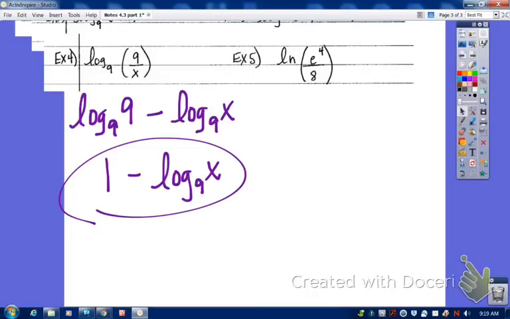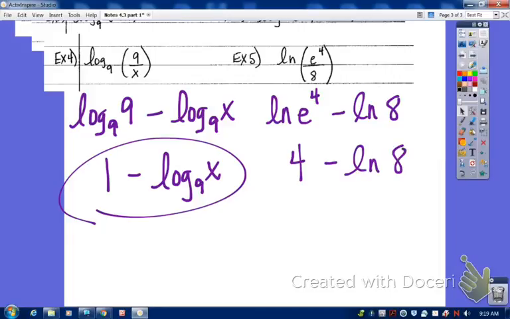Example 5 is another quotient, and it's also a common log. So I have ln of e to the 4th minus ln of 8. We're subtracting because we have a quotient. So ln of e to the 4th, the understood base is e, so that says e to what power is e to the 4th, so that first log simplifies to be 4, and then ln of 8, you can't figure out what to raise e to that'll give you 8, so you just have to leave that as ln of 8. 4 and 5 are examples of quotient properties. Everybody got 5?